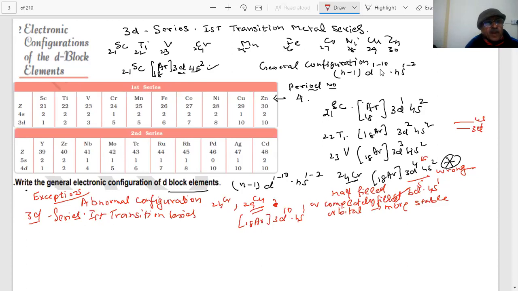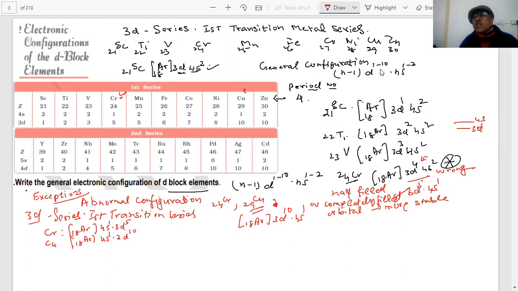Which ones? Chromium and copper. So you should learn them very clearly. 18 are gone, students. Then what I have written, you can see, this is chromium. What is this? 4s1 and 3d5. And for copper, where is copper? See, 18 electrons, 4s1, 3d10. Noted?